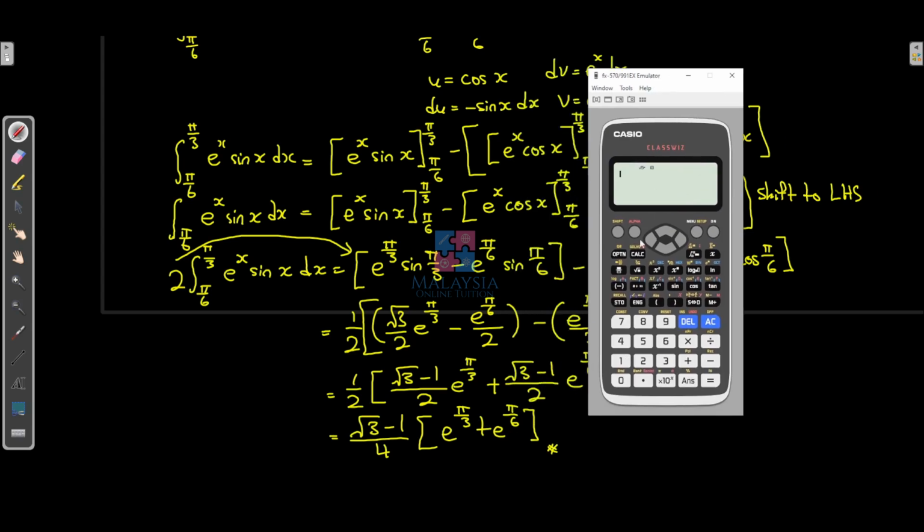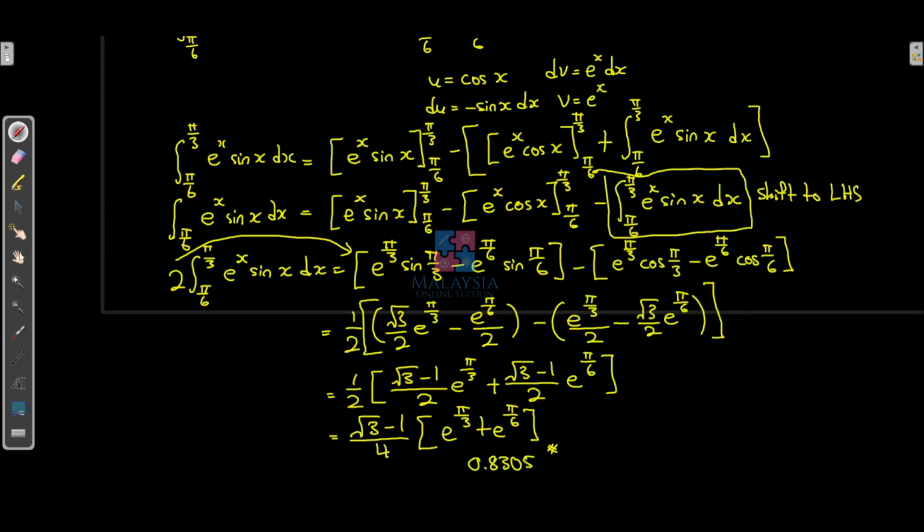Okay, so now square root 3 minus 1 over 4. And then we open bracket e to the power of pi over 3. And then plus e to the power of pi over 6. So what do we get? We get 0.8305.